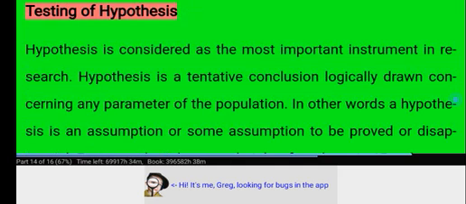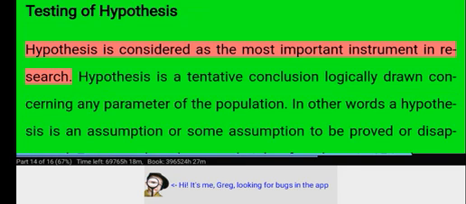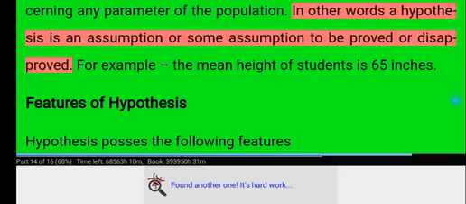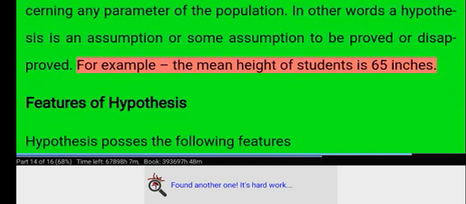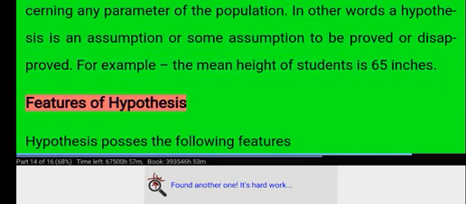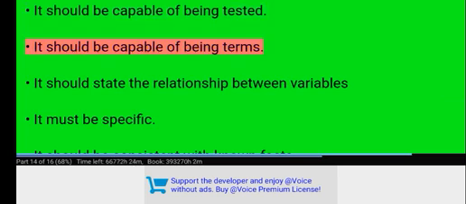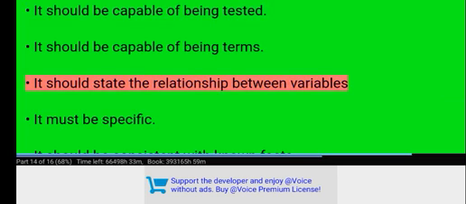Testing of hypothesis. Hypothesis is considered the most important instrument in research. Hypothesis is a tentative conclusion logically drawn concerning any parameter of the population. In other words, a hypothesis is an assumption to be proved or disproved. For example, the mean height of students is 65 inches. Features of hypothesis. Hypothesis possesses the following features. It should be capable of being tested. It should be capable of being put in terms. It should state the relationship between variables.